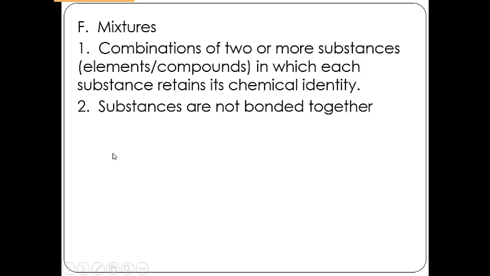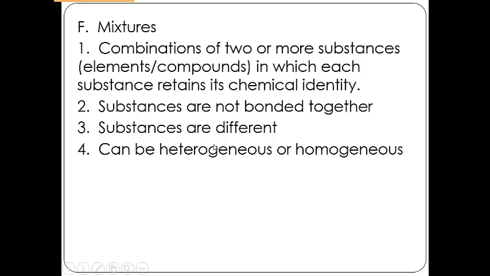Unlike a compound where they are bonded, in a mixture they're just mixed together. They're not actually chemically bonded. And we have to have different substances. So just taking water and mixing more water in, that's not a mixture. But if you take water and you take salt, both of which are compounds, and you mix those together, then you have a mixture. We have two different types, heterogeneous and homogeneous, and we'll talk about what makes those different in a minute.